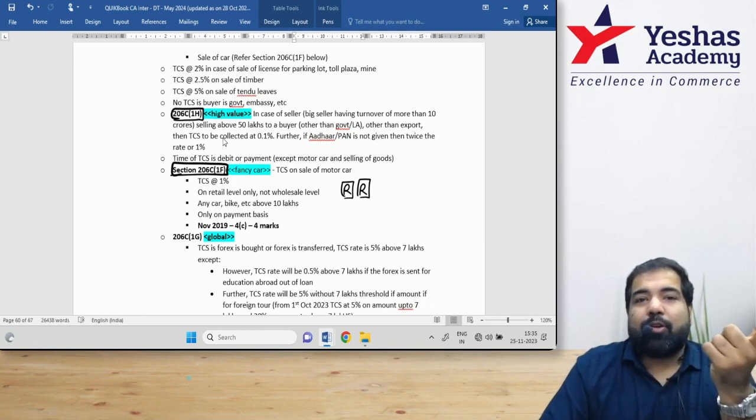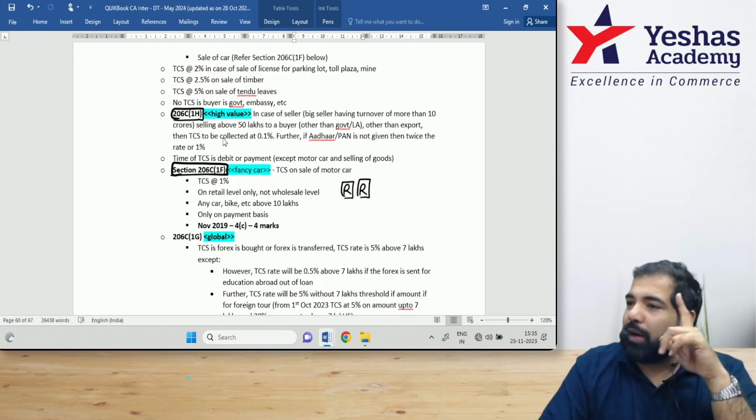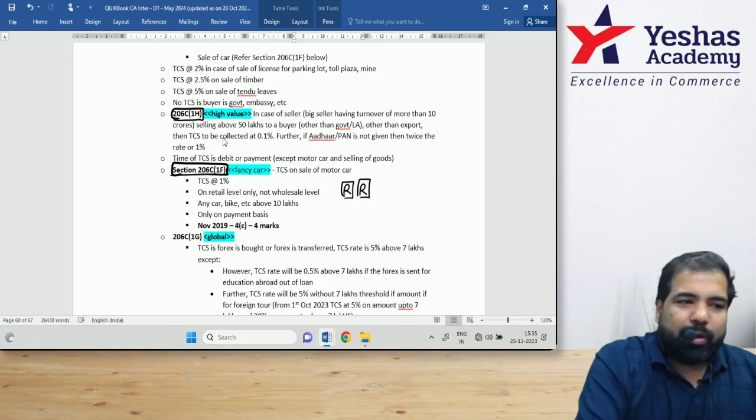How do you know this? Payment of credit, whichever is. And what if the 194O also? Only one section will apply, 194O, because the rate there is 0.1%.